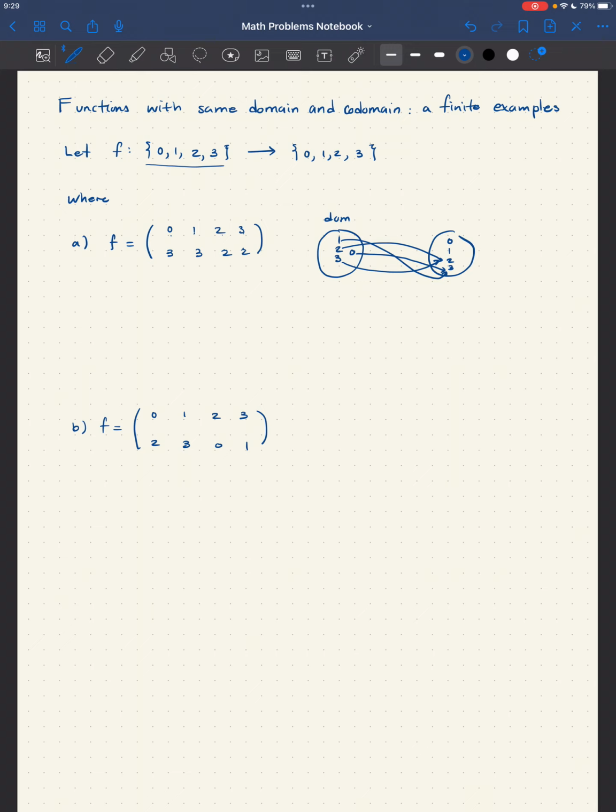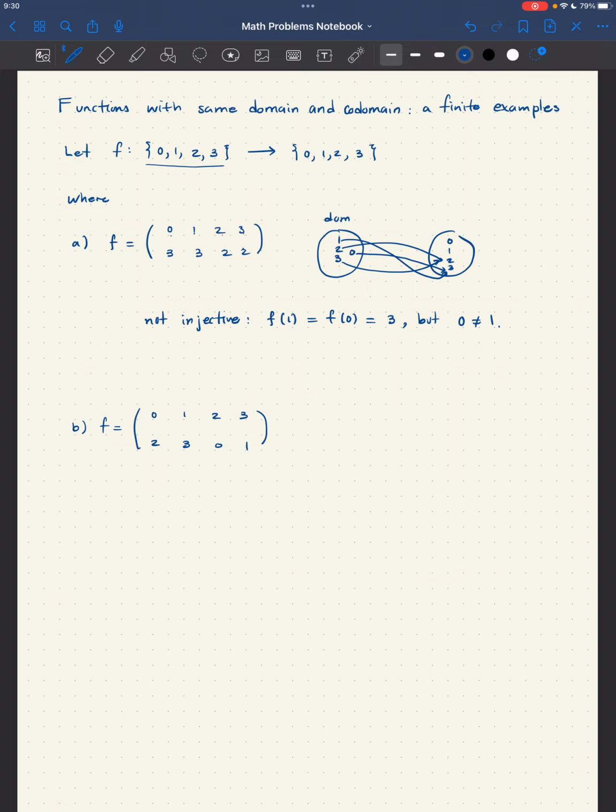What can we say about this function in terms of injectivity and surjectivity? Well, this function is not injective. And we can provide a good reasoning for this. We have that f of 1 is equal to f of 0, which indeed is just 3. But 0 is different from 1.